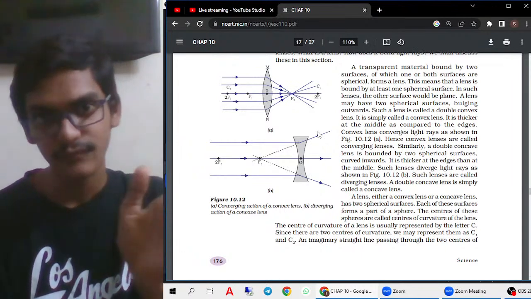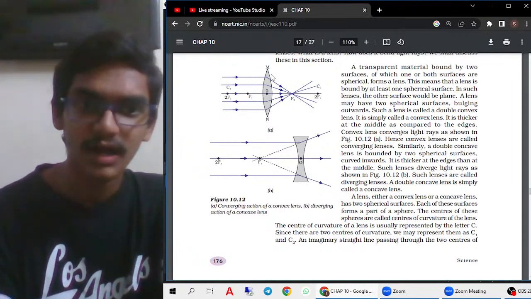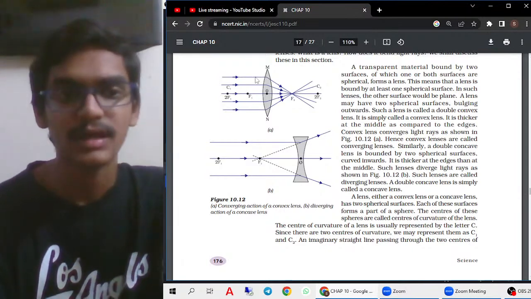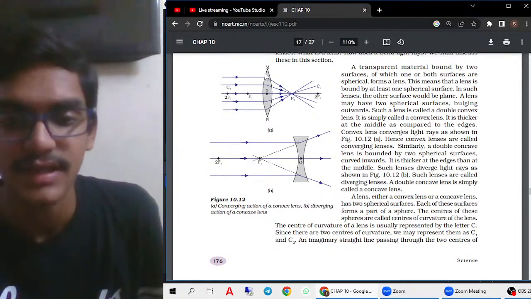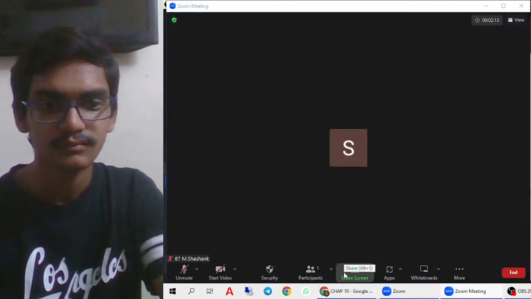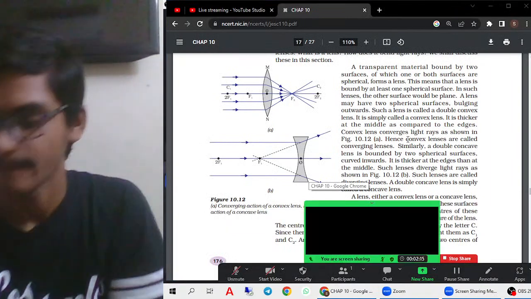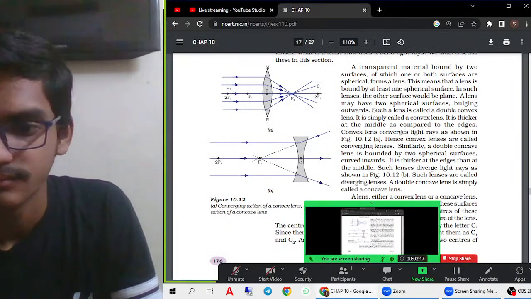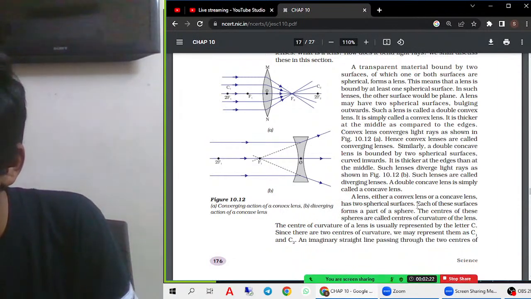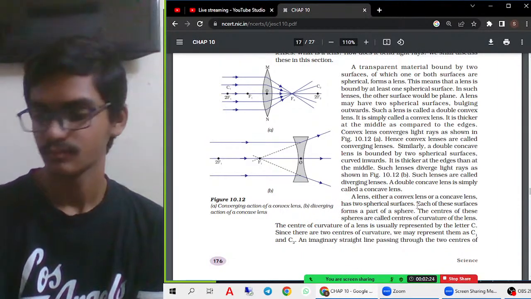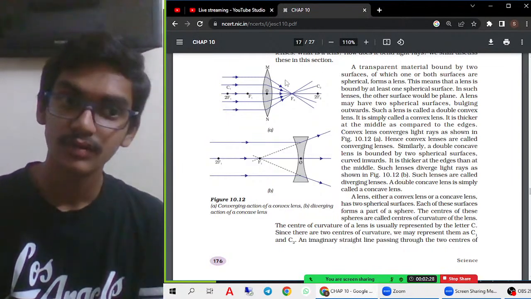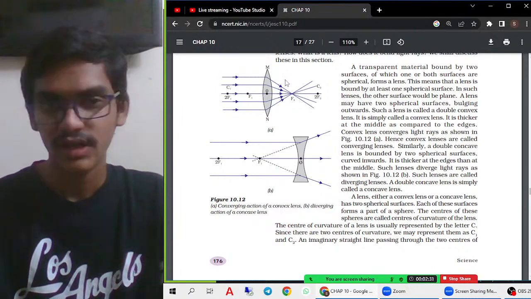Focal length is going to be the same for both the circles, because one is not going to be big and one is not going to be small. Both are going to be equal. Okay, that you have to remember. So that means two centers of curvature will be there and two focal lengths will also be there.